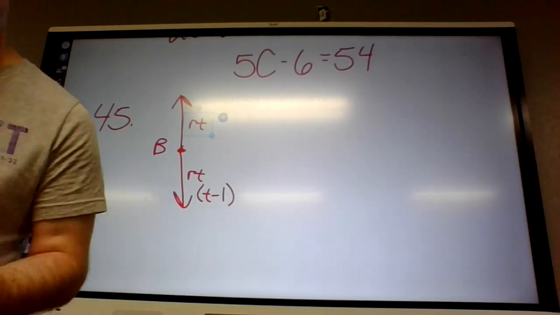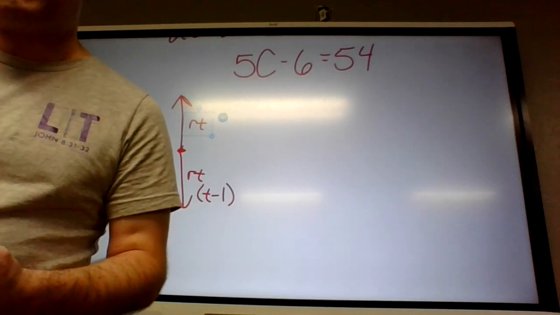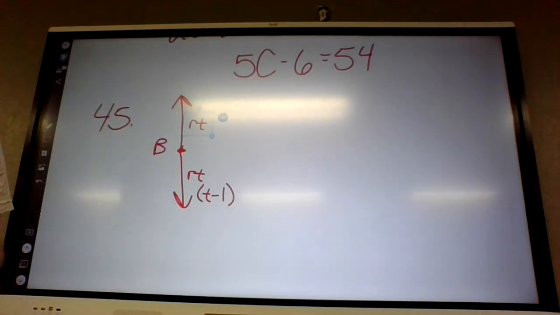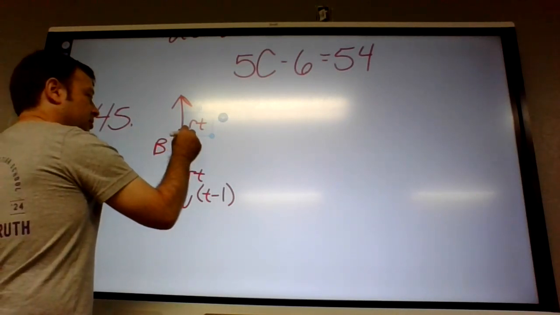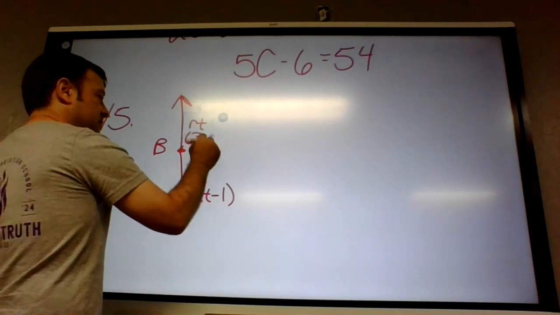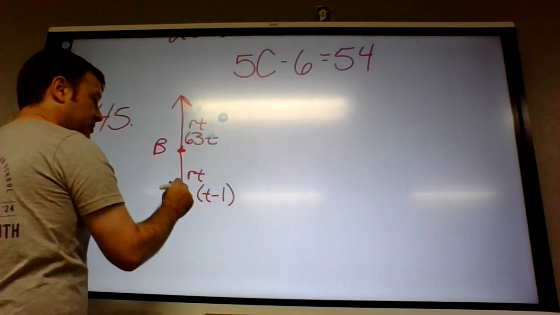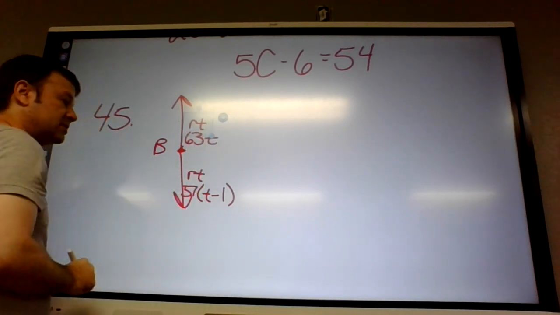Okay, let's keep reading. The northbound train is going 63 miles an hour, and the southbound is 57. Where do those numbers go? On the rates. So the northbound was going faster, 63, and the southbound was going 57.